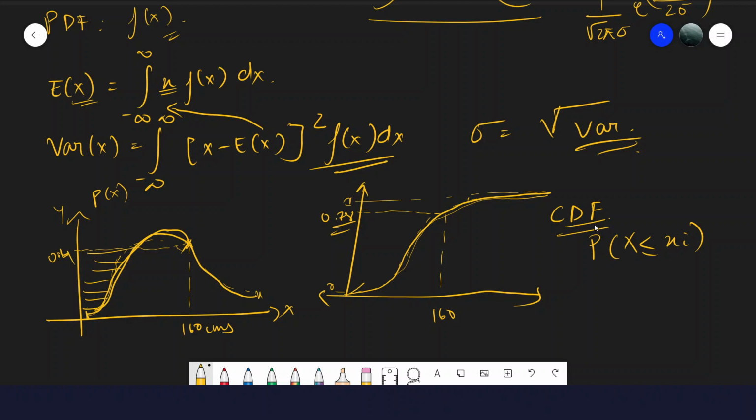So that's what the CDF helps you do. It helps you find the probability of observing a value less than or equal to a given value. All right, so I'll see you guys in the next video where I explain the normal distribution.